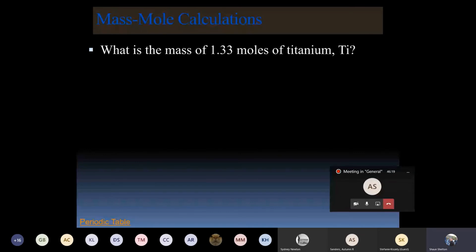So we get to a problem like this. What I want you guys to do is I'm going to give you a couple minutes. I want you to work on this problem. I want you to figure out how many grams of titanium are in 1.33 moles of titanium. Again, I'll give you guys 2 minutes to do that. It is 10:33, so 10:35 I'll come back. All right, get started on it.